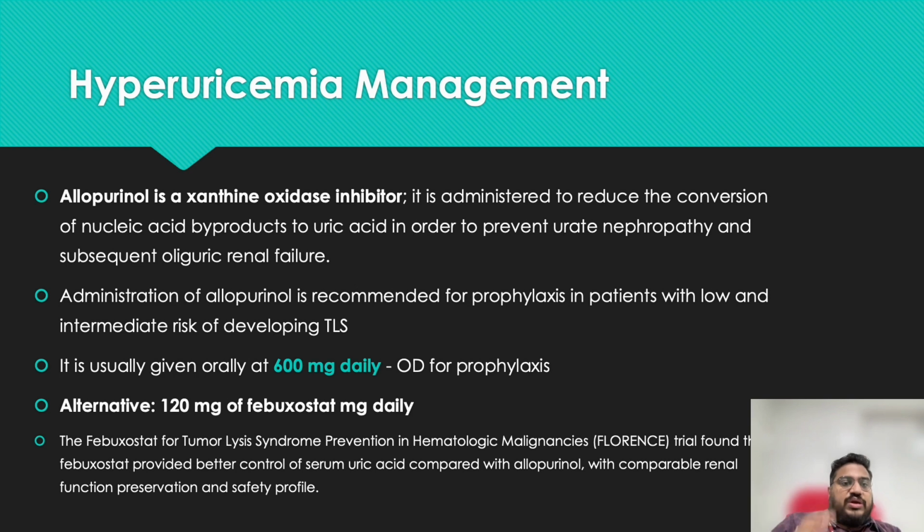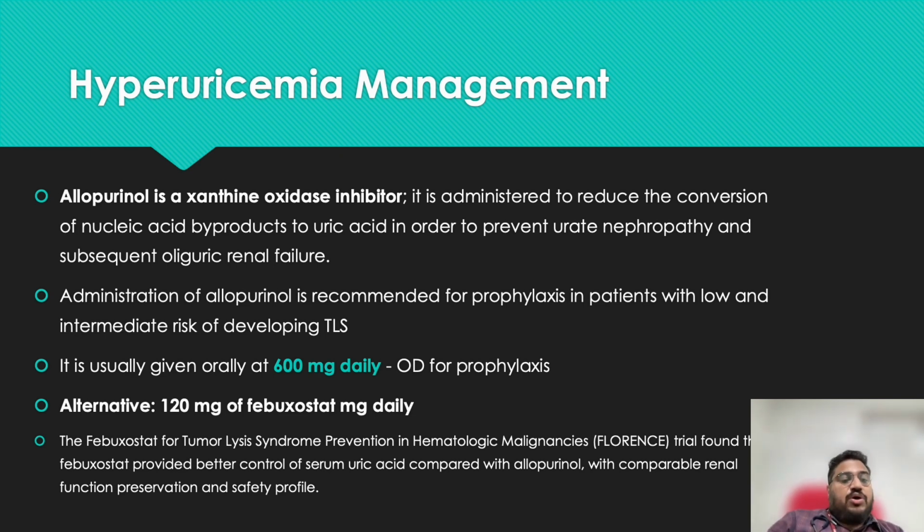Coming quickly to hyperuricemia management, allopurinol is a xanthine oxidase inhibitor. That is one agent that we can give. It is administered to reduce the conversion of nucleic acid byproduct to uric acid. Administration of allopurinol is recommended for prophylaxis in patients with low and intermediate risk of developing tumor lysis syndrome, and it is usually given at a dose of 600 milligram per day, once a day. That is the prophylactic dose.